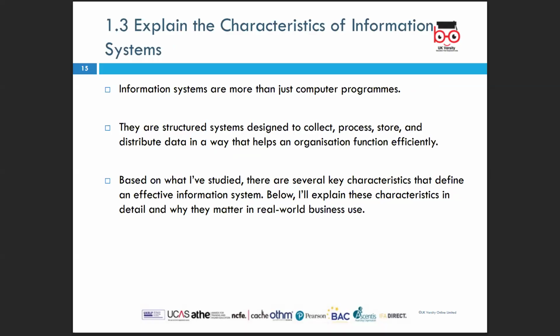Now we're going to explain the characteristics of information systems. Information systems are more than just computer programs. They're basically a structured system designed to collect, process, store, and distribute data in a way that helps an organization function efficiently.